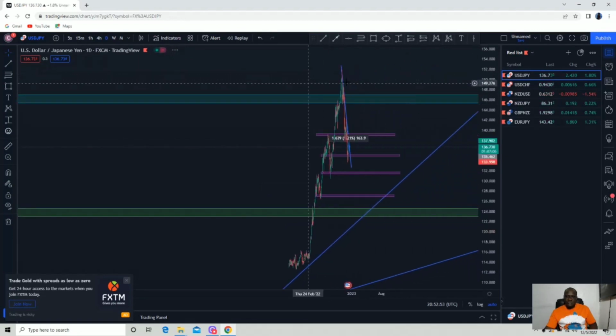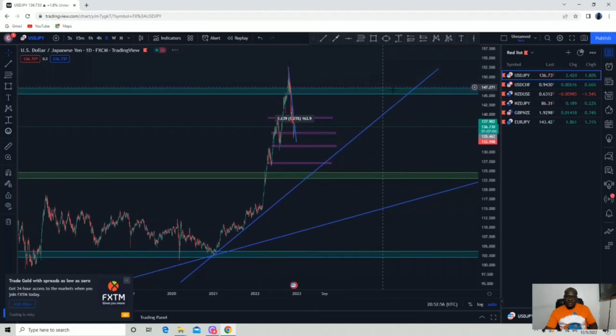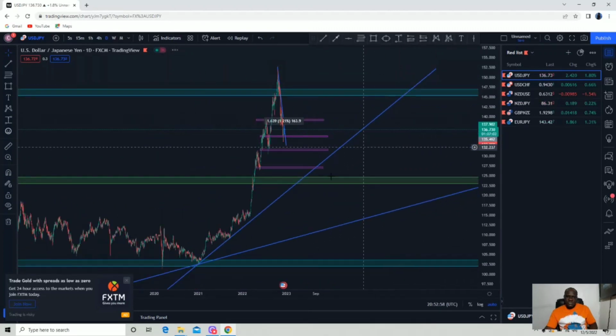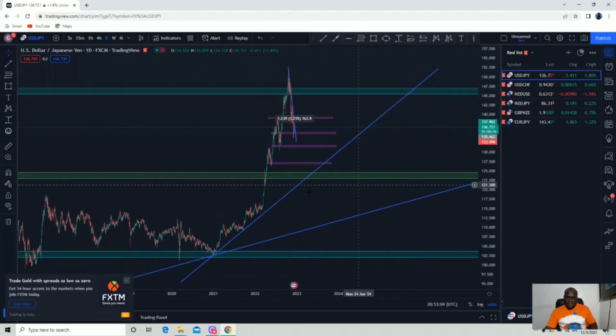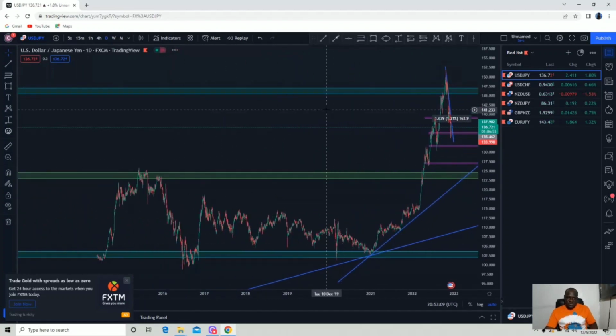It was drawn from the previous video where I drew the levels. I always told you that it might be coming back to test this downtrend line. It might just be a very huge drop on USD JPY because it has been touching the trend line from the past. There've been some touches on the trend line.